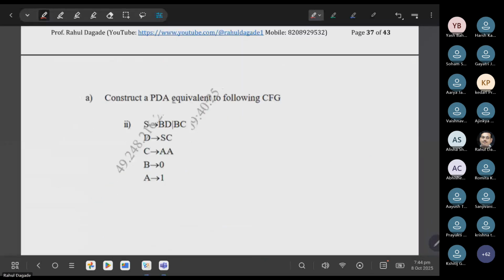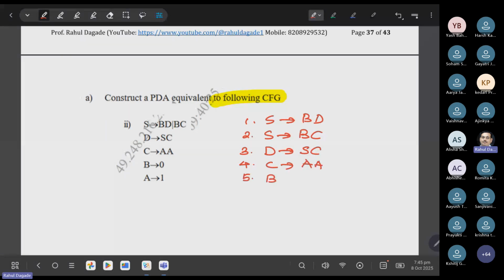Now what you do, you construct a PDA equivalent to the following CFG. Now you try it. How many productions are there? See, let us see the first production, S gives BD. Second production, S gives BC. Third production, D gives SC. Fourth production, C gives AA. Fifth production, B gives 0. And last production, sixth one, A gives 1.